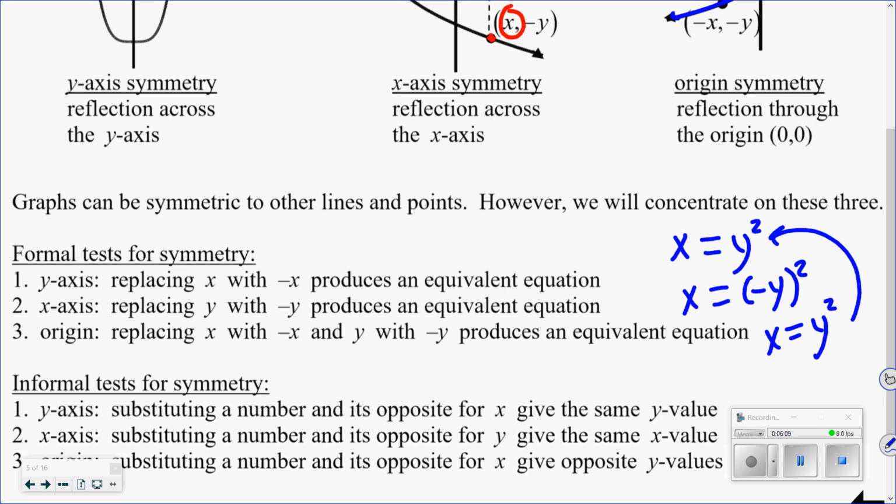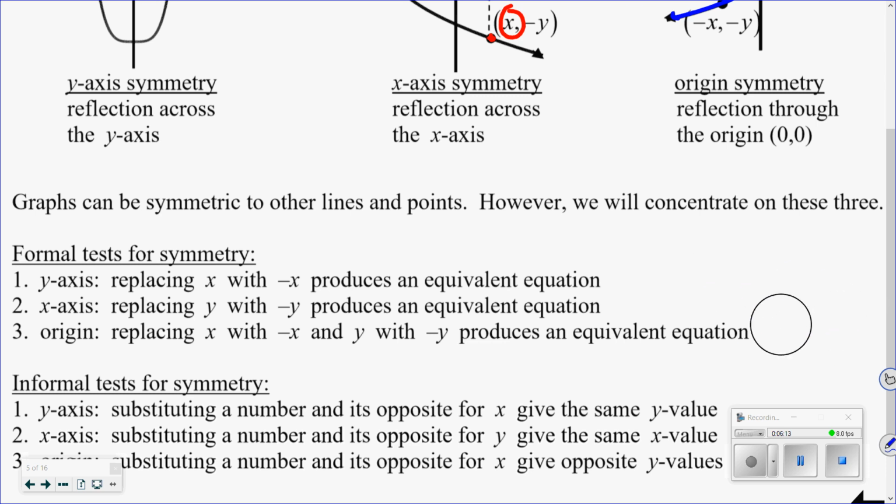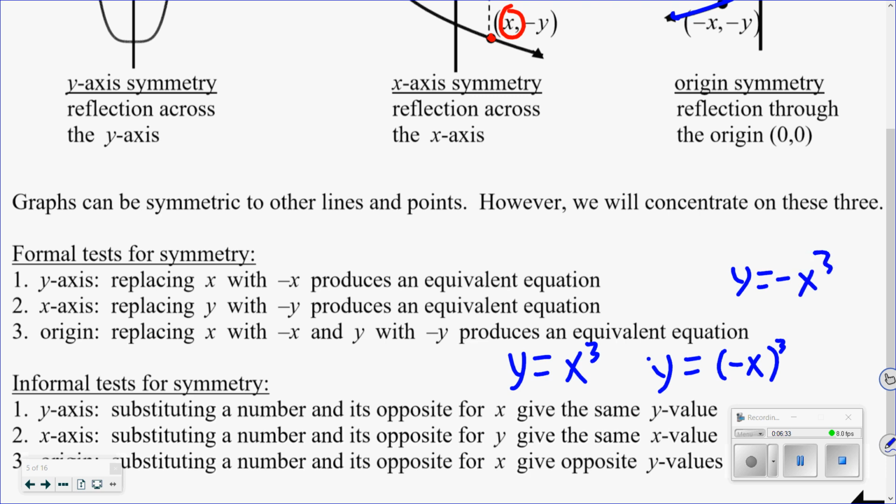When it's symmetric about the origin, when you plug in a negative x, you should get the opposite back out. So here's an example, just a really simple one again. y equals x cubed. If you plug a negative x in there, when you cube a negative, it's just a negative. So I end up with a negative x cubed. That is the opposite of that. When that happens, it's symmetric about the origin.